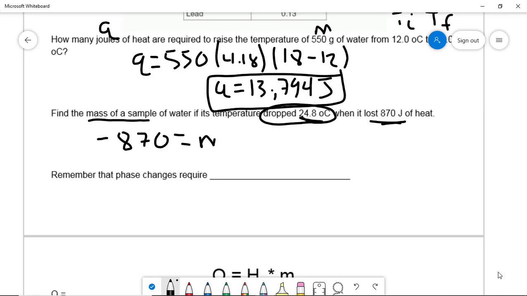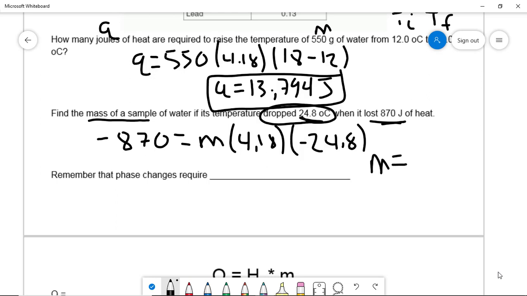We want to know the mass of water. Remember, it's water, so we use the same specific heat value. Then delta T, it dropped this much, so we use negative 24.8, because again, the temperature decreased. Now we algebraically solve for M, and what we get for our mass is 8.4 grams. Very easy to just plug in and solve, but make sure you read those questions very carefully.